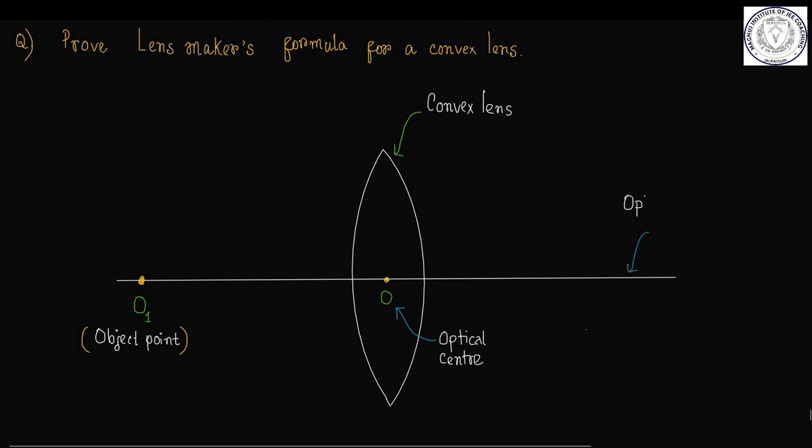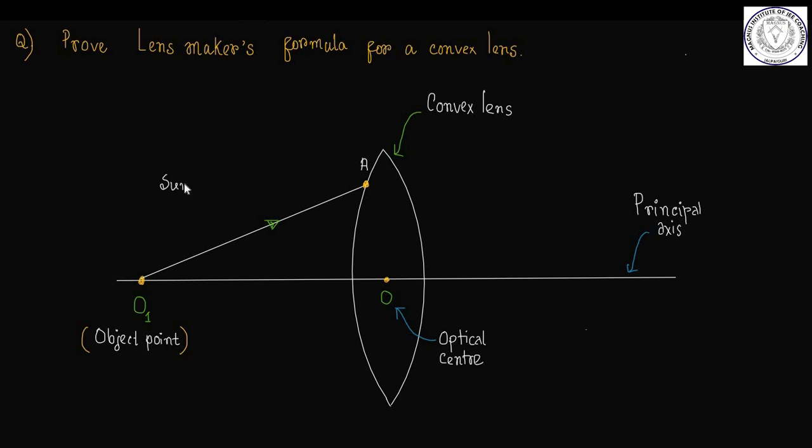This is the principal axis. This straight line is the principal axis of the convex lens, and a ray is traveling from object point O1 along this direction. This is the incident ray, and this incident ray is incident at the point A on the first refracting surface of the convex lens.